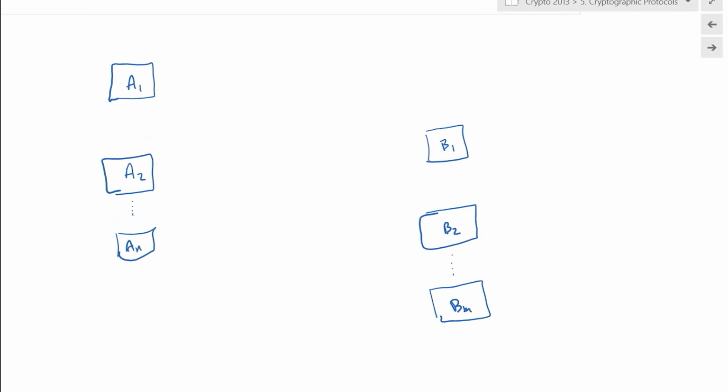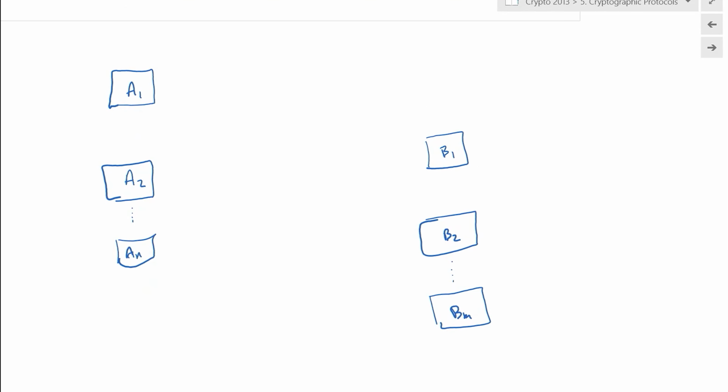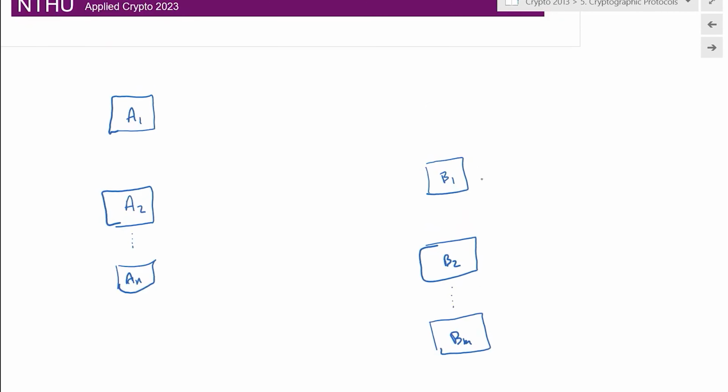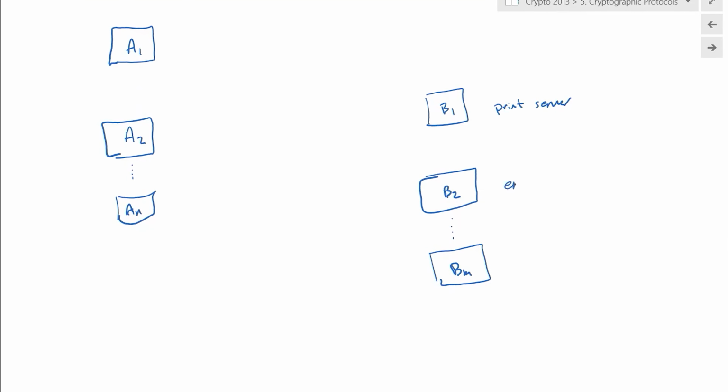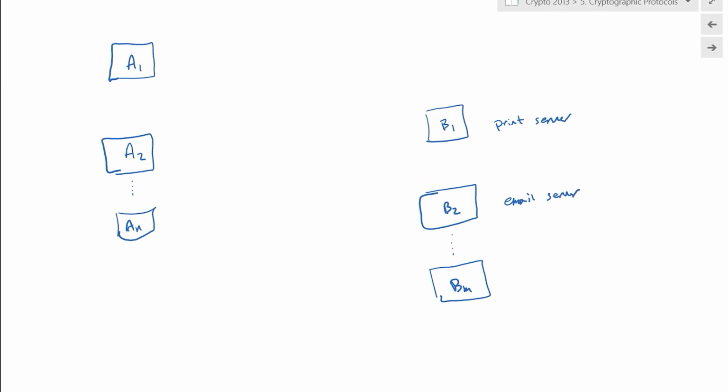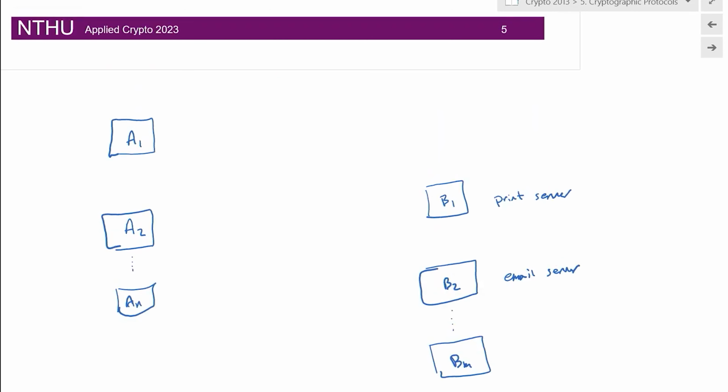Let's say the server B1 is a print server. This one is an email server, and so on and so forth. So these are the systems that we have. These are the entities that we have in a campus. I will add more as we go on.